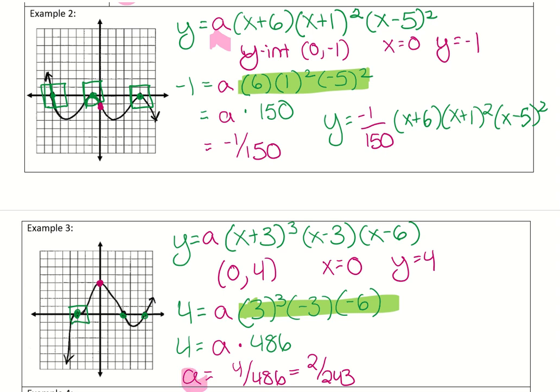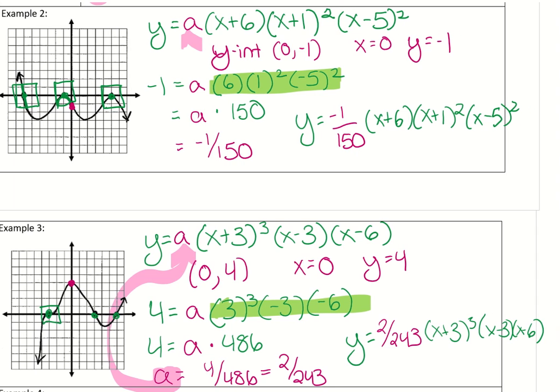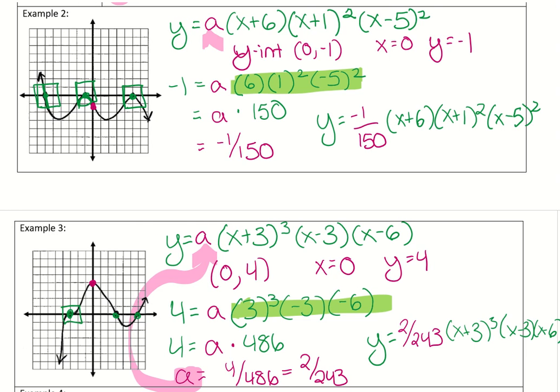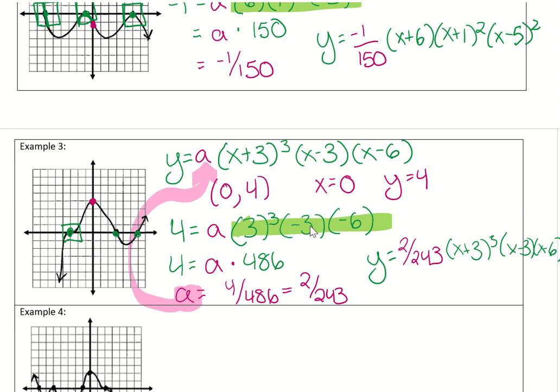We're going to take that a value and put it back in up here. So y equals 2 over 243 times x plus 3 cubed times x minus 3 times x minus 6. All right, sorry, that went off the page. There it is. All right, here's the last one.